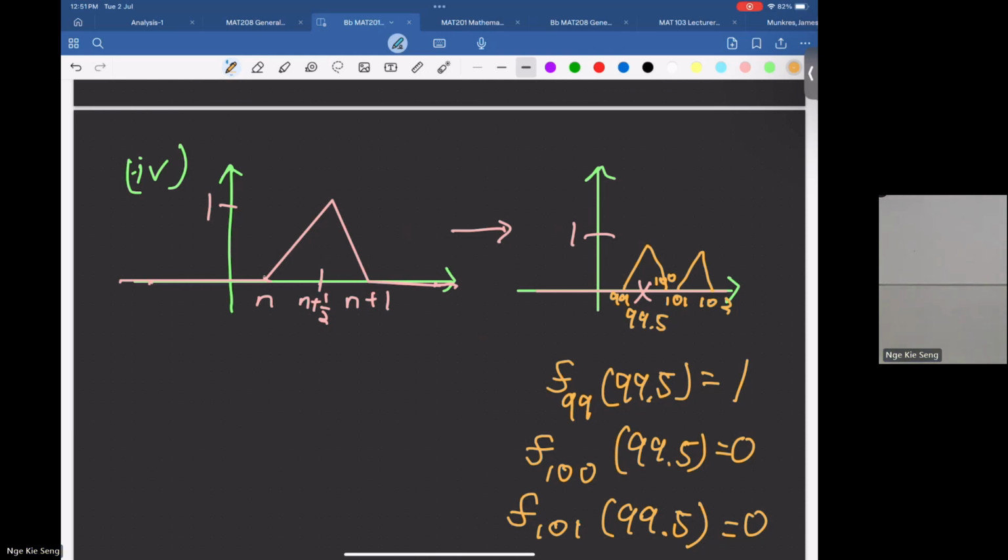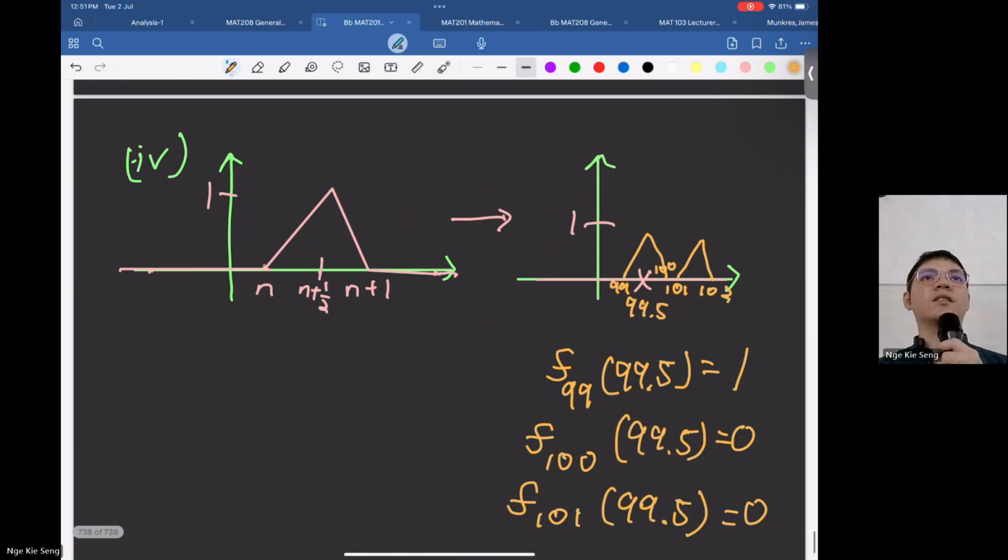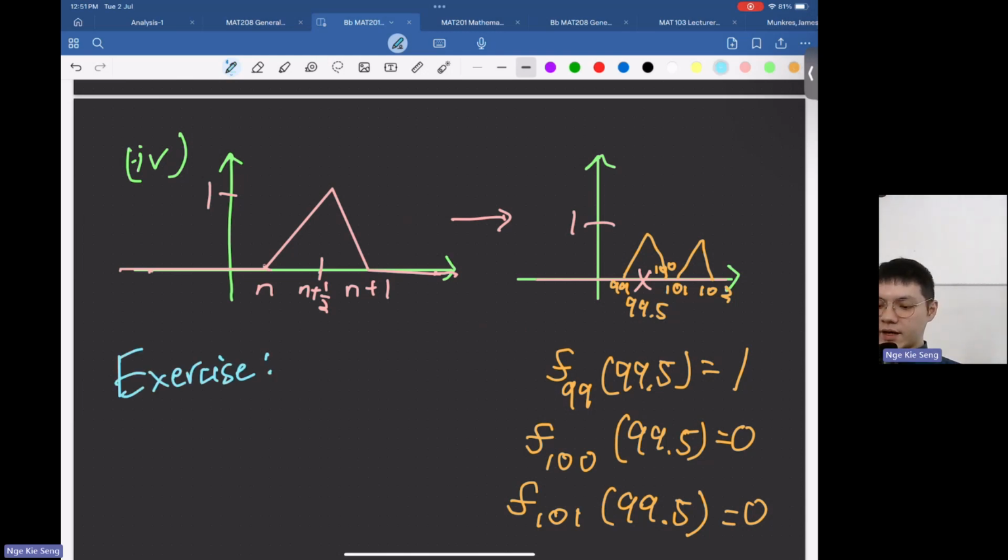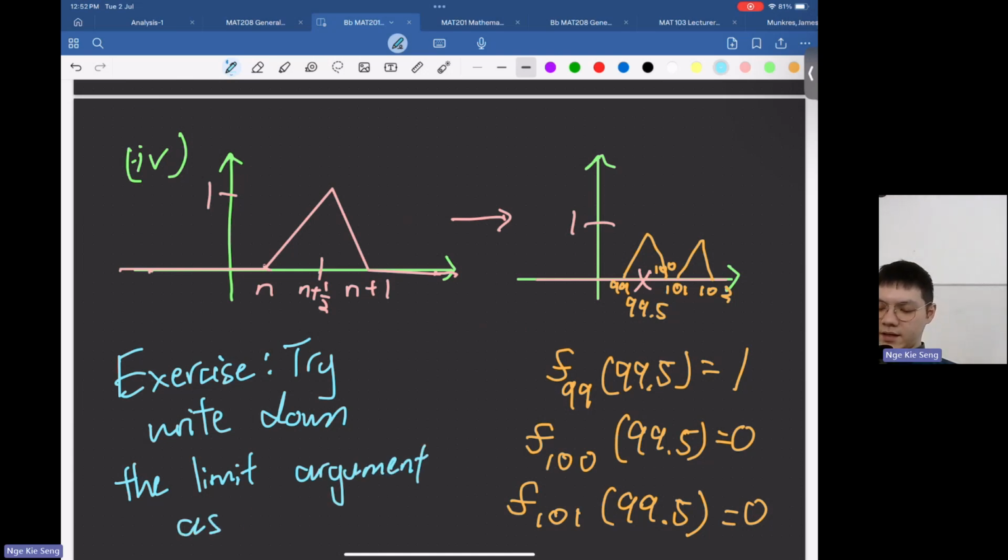No question or not? There's nothing tricky here, just that you need to get the idea. Okay, nothing tricky here. But the exercise here is: try to write down the limit argument as in example 1. Try and write this down for each case. I will include a full argument for one of the examples, and for the rest, try and write it down yourself. Try and write down the limit argument.